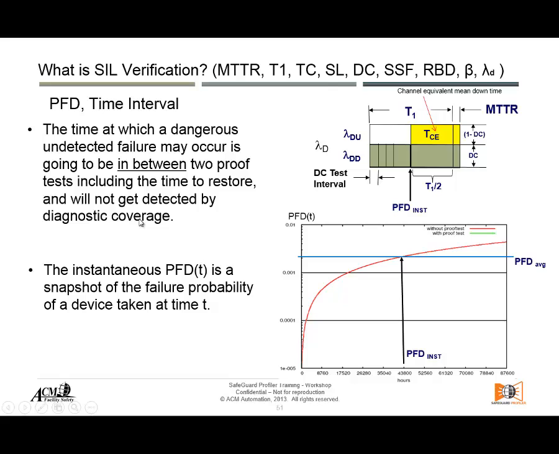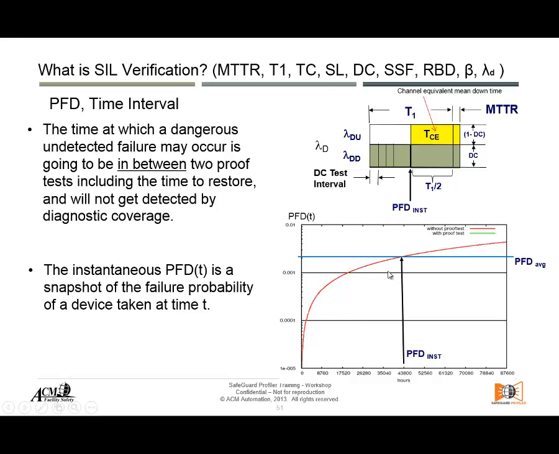Of course, it is a hidden failure, right? It is a dangerous undetected failure. So that's the probability of failure on demand that we're going to calculate. That probability has a time assigned to it, an exposure time of being vulnerable to not responding. So we also have to understand what an instantaneous value is and what we understand by the average value.